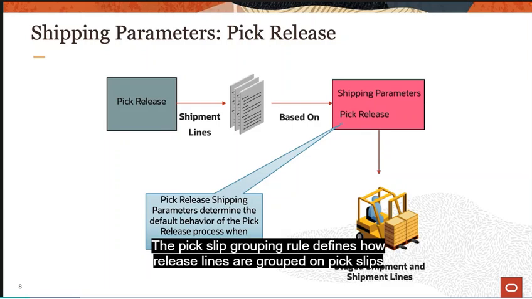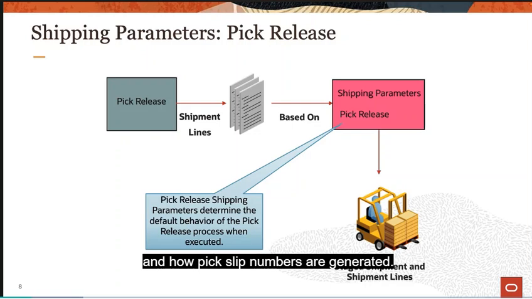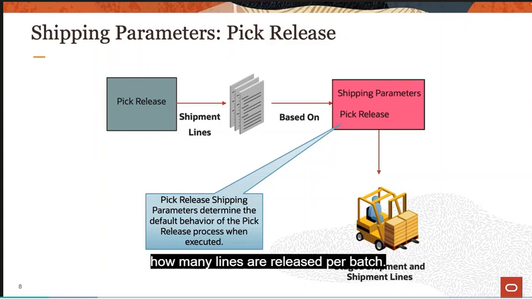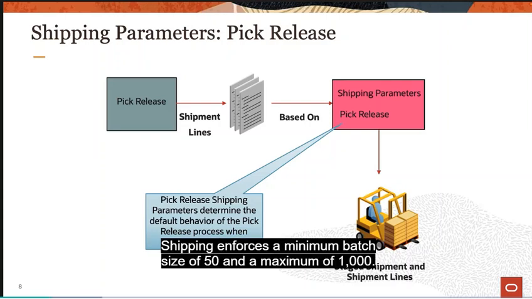slip numbers are generated. Print pick slips determines when pick slips are printed, and number of picking lines set how many lines print on each pick slip. Staging subinventory and staging locators specify where orders are transferred for staging. Number of pick release child processes controls how many parallel child processes run, and pick release batch size controls how many lines are released per batch. Shipping enforces a minimum batch size of 50 and a maximum of 1,000.